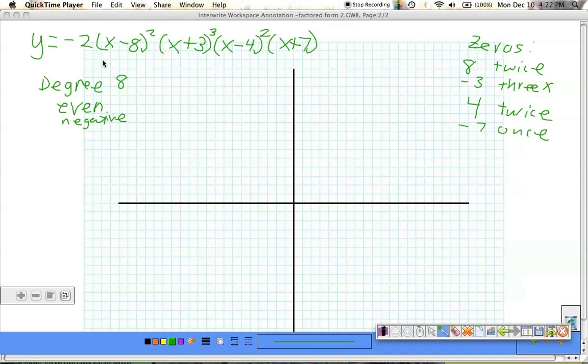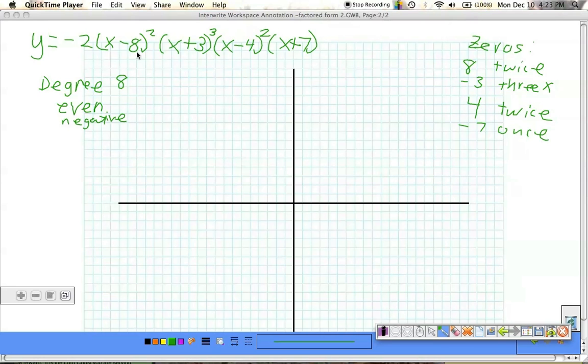This equation looks awful to graph, but it's really not that bad. It's very similar to what we had before in parts 1 and 2, but I've put a negative in front here, and this is now squared, this is cubed, and this is squared like it was in example 2. The degree of this polynomial is 8. 2 plus 3 is 5, plus 2 is 7, plus 1 is 8.